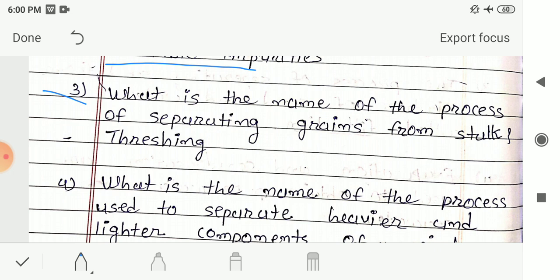The name of the process of separating grains from the stalk is known as threshing. In that, we had seen we have to beat the stalks on a harder object to get the grains, so that the grains separate from these stalks. So this process is known as threshing.